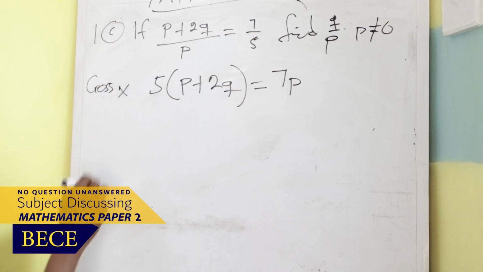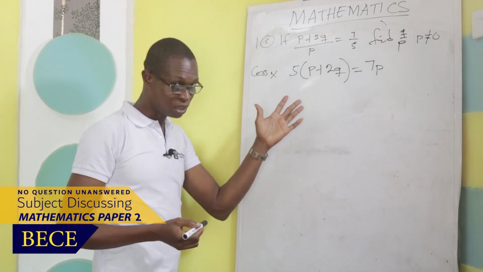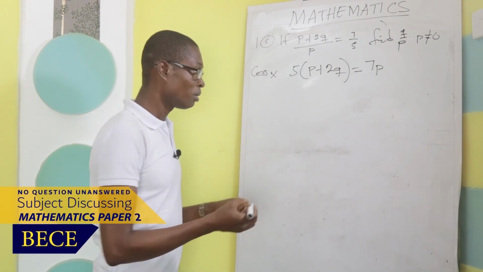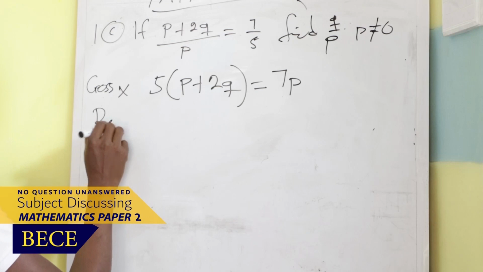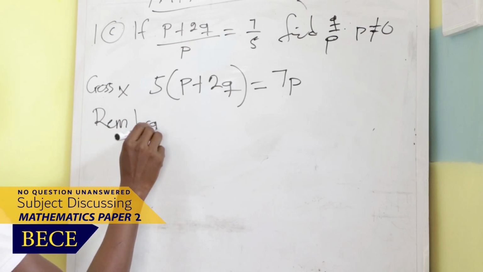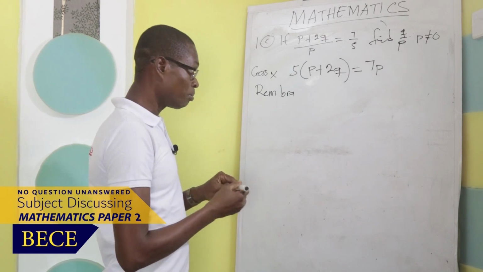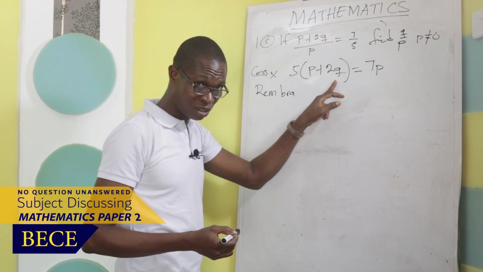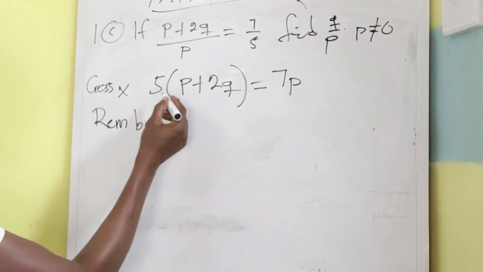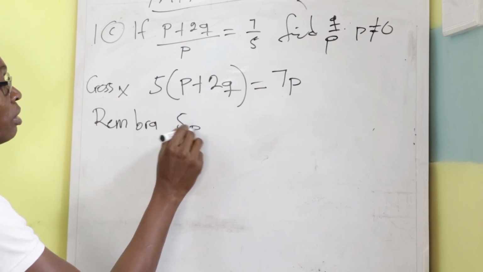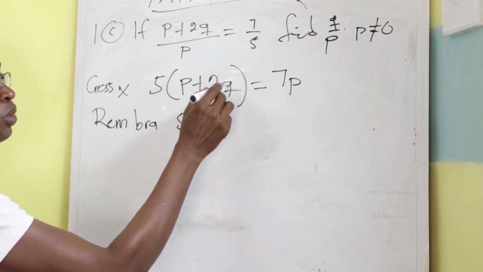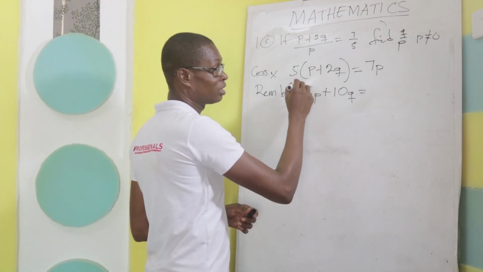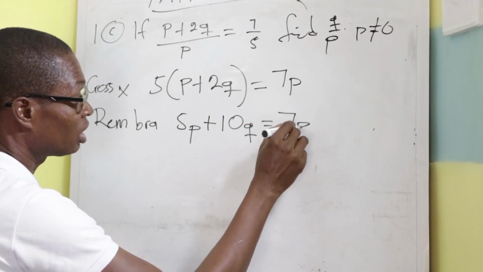Here you can write cross multiply. So this, by crossing multiplication, this is what we have. And the next thing you do is you remove brackets. Now, removing brackets by multiplying the 5 to each expression inside the bracket. So we have 5 times P, which is 5P, plus 5 times 2Q, which is 10Q. Now you remove this bracket, and then all equals the 7P.